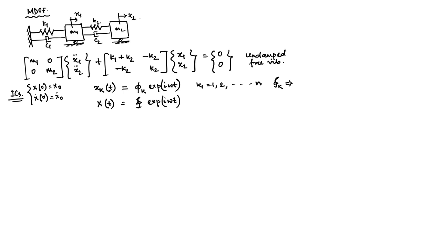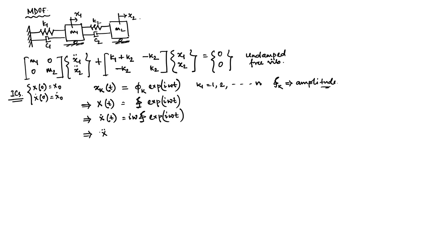This is nothing but the amplitude of the displacement along the kth generalized coordinate, and that is what we actually combine to get this compact notation. Once we have this, we can also differentiate this quantity. On the right-hand side we will have phi times i omega exponential i omega t. So, that is the x dot.